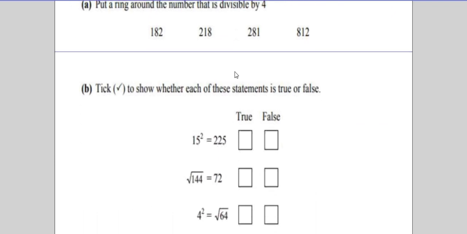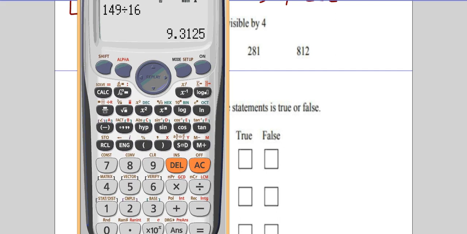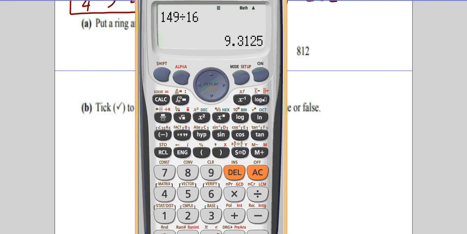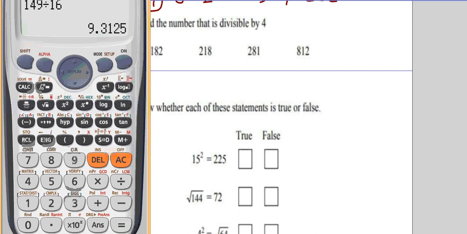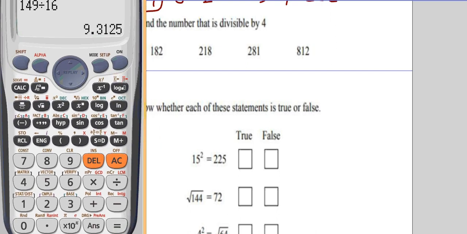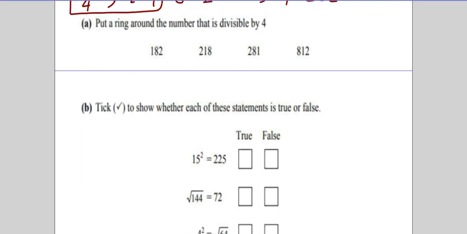I hope that helps. Now put a ring around the number that is divisible by 4. You can take a calculator and check that. Okay, let me put our calculator over here. Good. So the number is 182. Is it divisible by 4? Nope. It is giving a decimal. Now this is not divisible by 4.